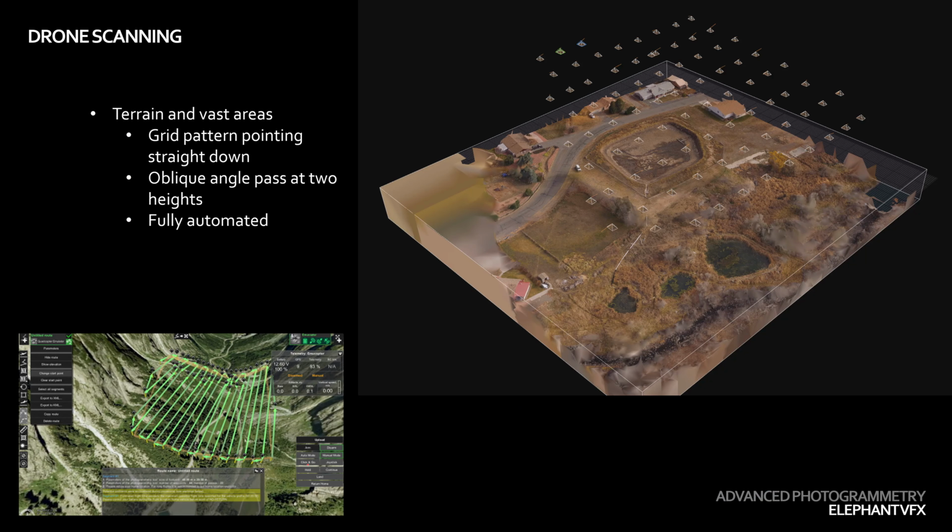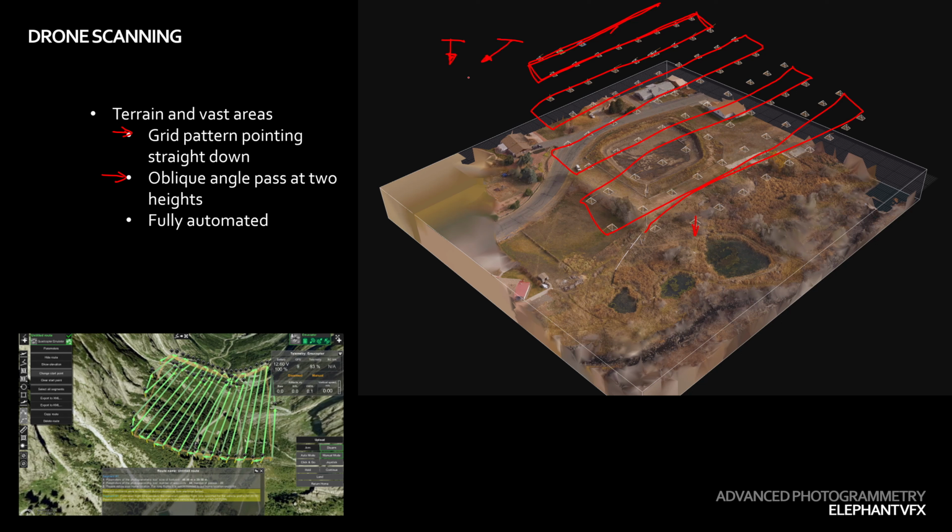Terrain and vast areas. All right. So here we follow a grid pattern pointing straight down. So you can see it here. This is the pattern, right? This is what the camera is doing. All right, and the camera is straight pointing down. What I would recommend is doing this, and then if you have time, do another pass, exactly the same flying plan, right? Exactly the same, but with the camera oblique.